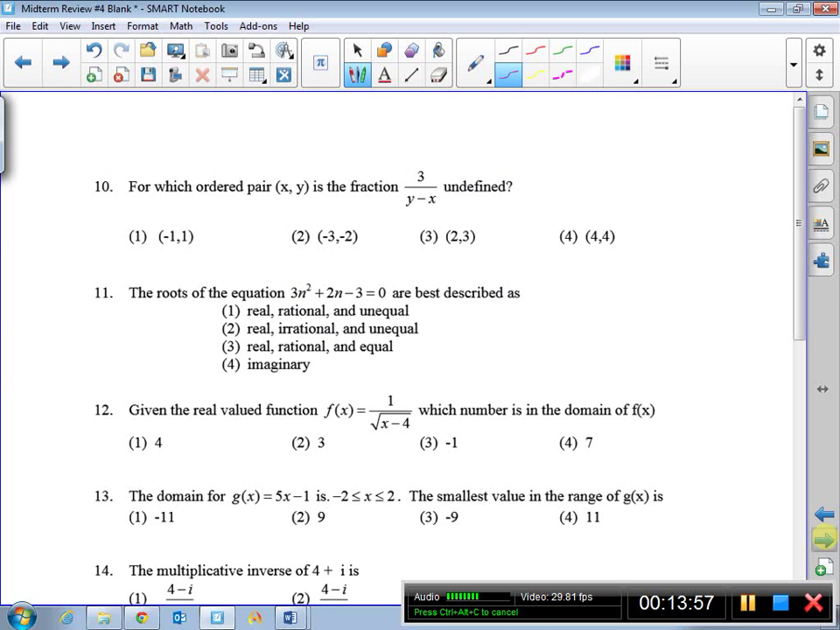Terrific. Remember, you're in charge here. Pause anytime you need to. Rewind if you need to. Walk away and come back if you need to.